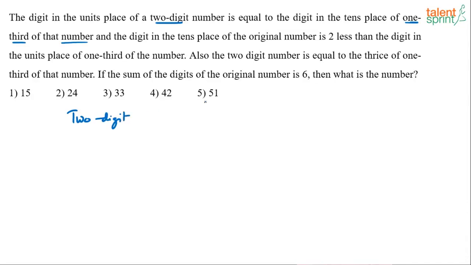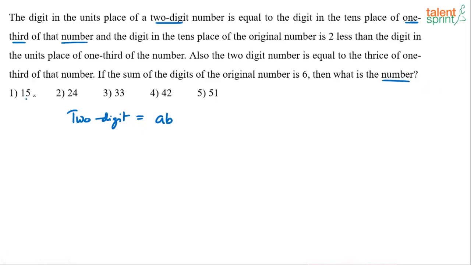Two-digit number, and one-third of that two-digit number. So let's say the two-digit number is AB. We have to take one-third of that number, AB by 3. So it's clear that the number has to be a multiple of 3. The question is eventually asking us to find the number. That number has to be a multiple of 3.